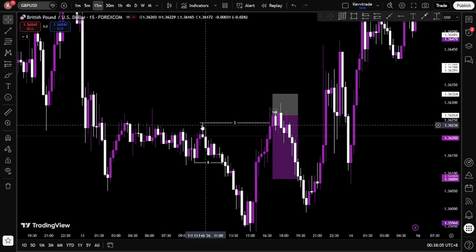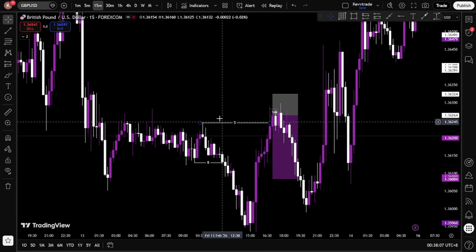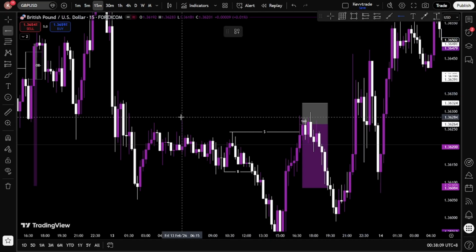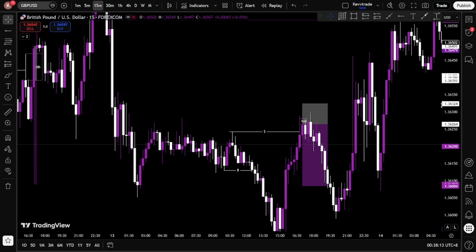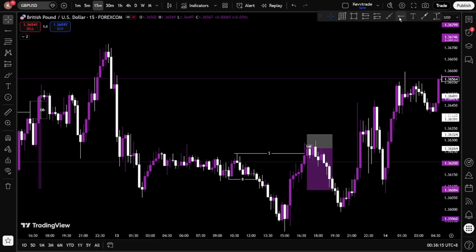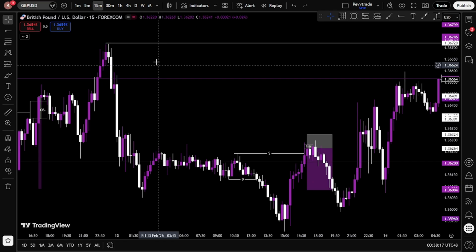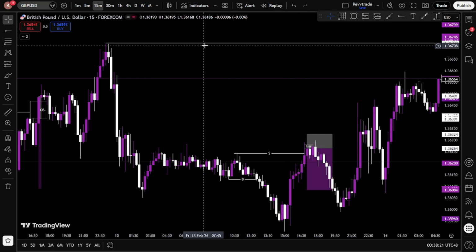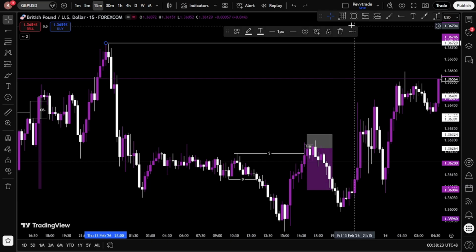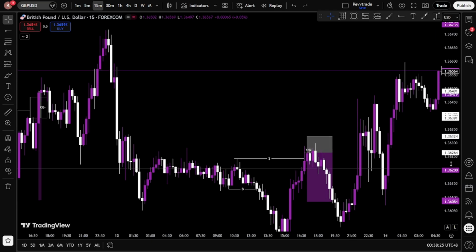And after that, I mark out this external point here, right? Obviously, there are other external points. For example, here, not really this one, but the actual external point would be somewhere here, right? But the recent external point would be somewhere here. So I marked out this area and just wait for it to be swept.